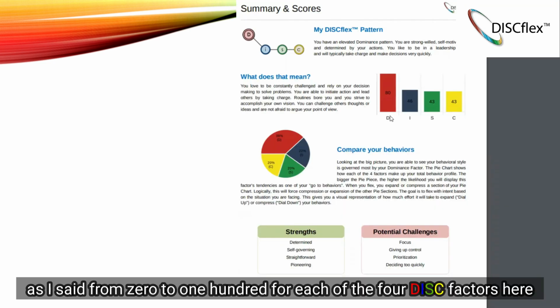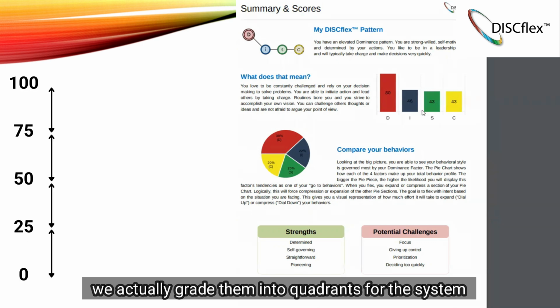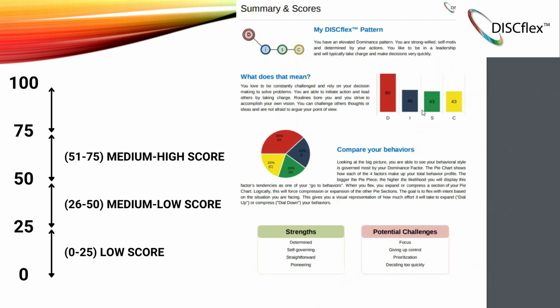As I said, from 0 to 100 for each of the 4 DISC factors here, we actually grade them into quadrants for the system. So 0 to 25 would be considered a low score. Medium low would be 26 to 50. 50 to 75 would be a medium high. And then 76 and above would be considered a high score.